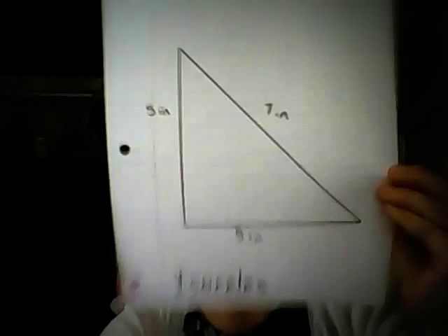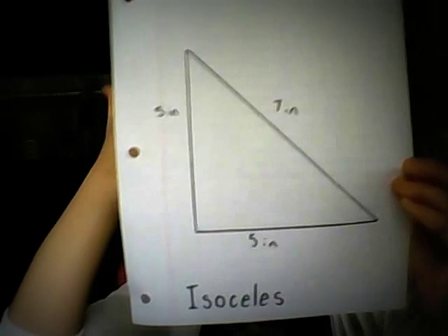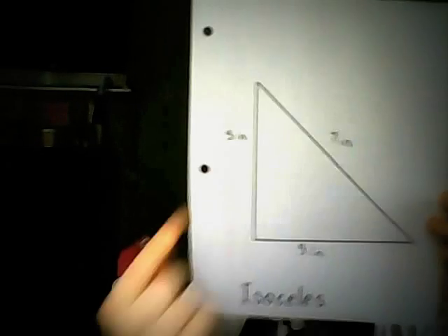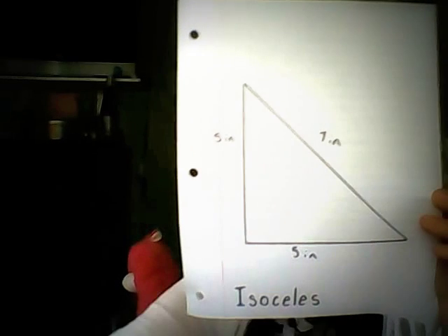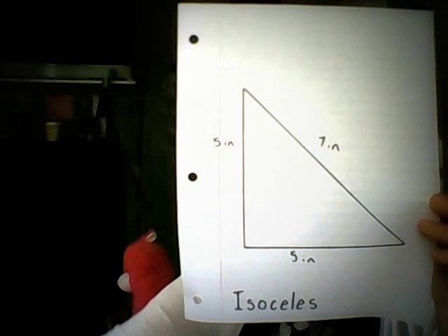So finally, we're going to go on to our isosceles triangle. Remember, isosceles have two side lengths that are the same exact length. Just as here we have 5 inches, 5 inches, and 7 inches. So let's test for right angles. We're going to start over with this angle right over here.